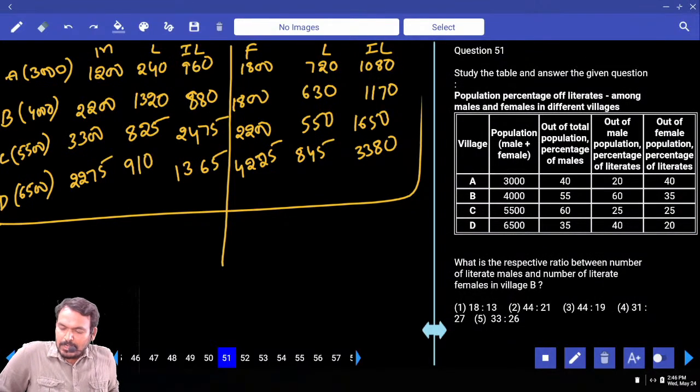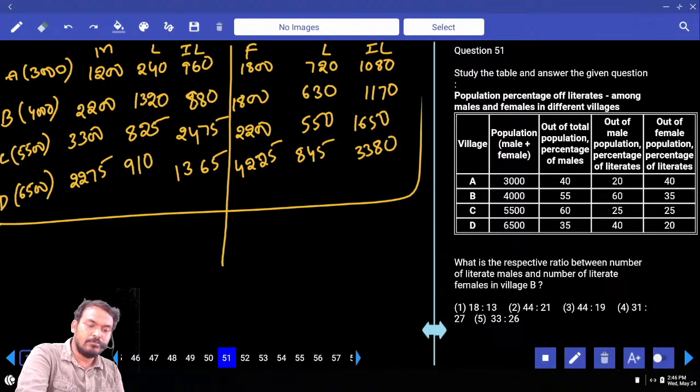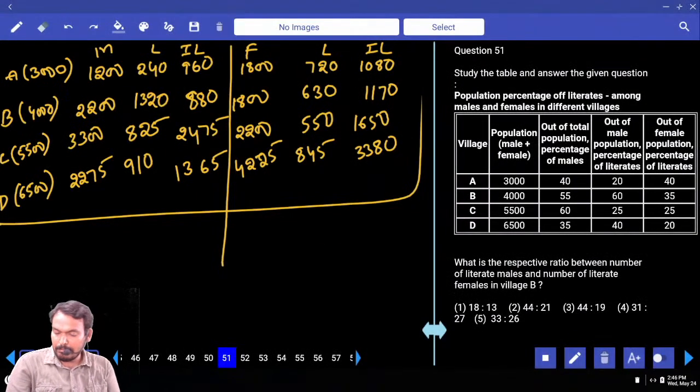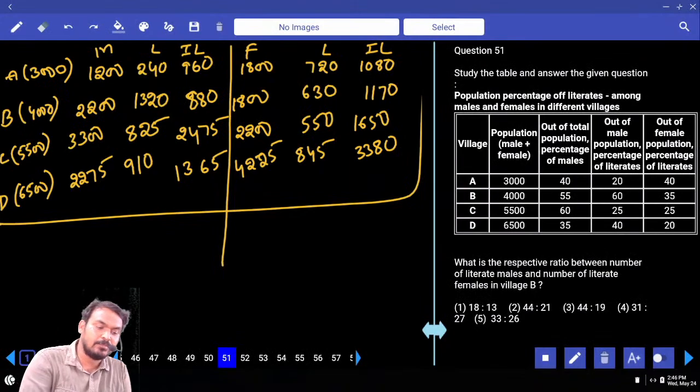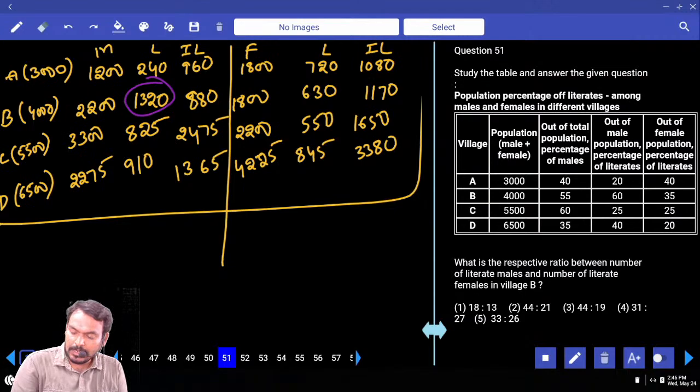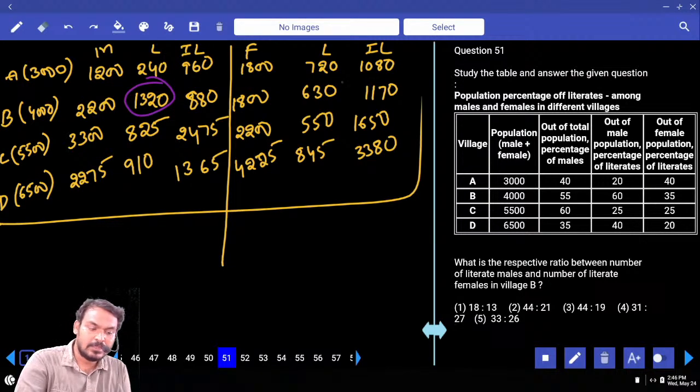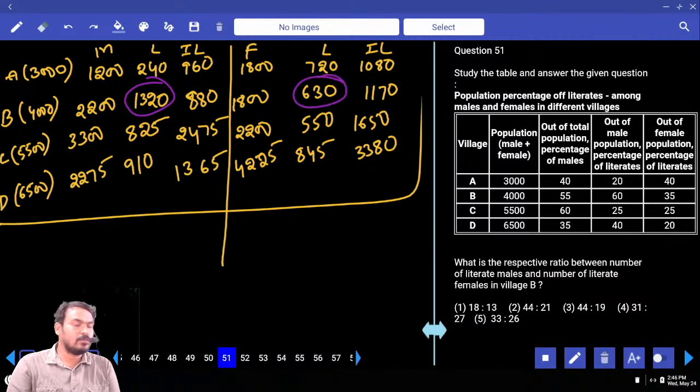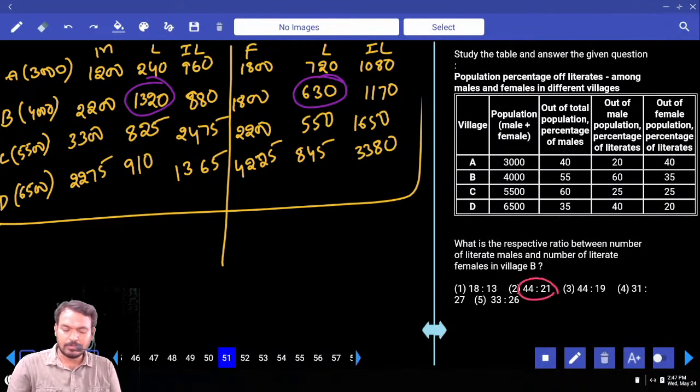What is the ratio between the number of literate males and number of literate females in village B? Literate males in village B, how much? 1320. Literate females in village B, 630. Zero cancel, 132 and 63. Both are multiples of 3. 3 how many times? 44. 3 how many times? 21. Which option? Second option.